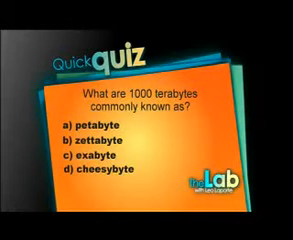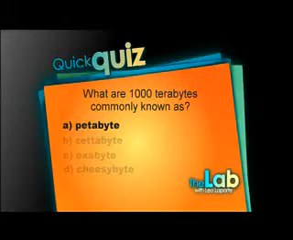Welcome back to the lab. Before the break, we asked, what are 1,000 terabytes commonly known as? Well, I would say that would be a petabyte. Thanks for helping out, guys.